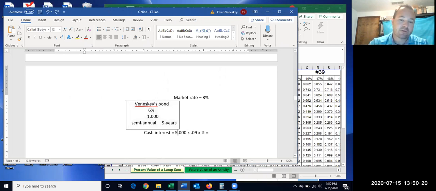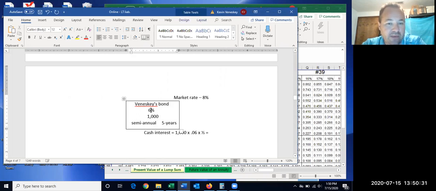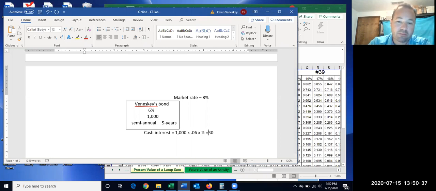So one of the first things I'm going to have to do, remember, is figure out what my normal cash interest is going to be. Simply take what my bond is worth, the principal, times the rate, what I'm paying, 6%, times semi-annual, half a year. So that comes out to be 30 bucks.